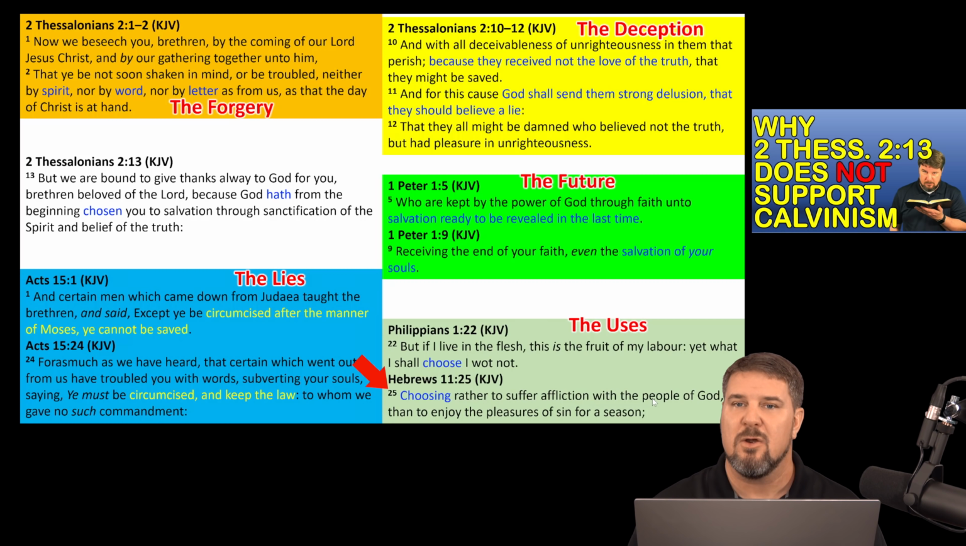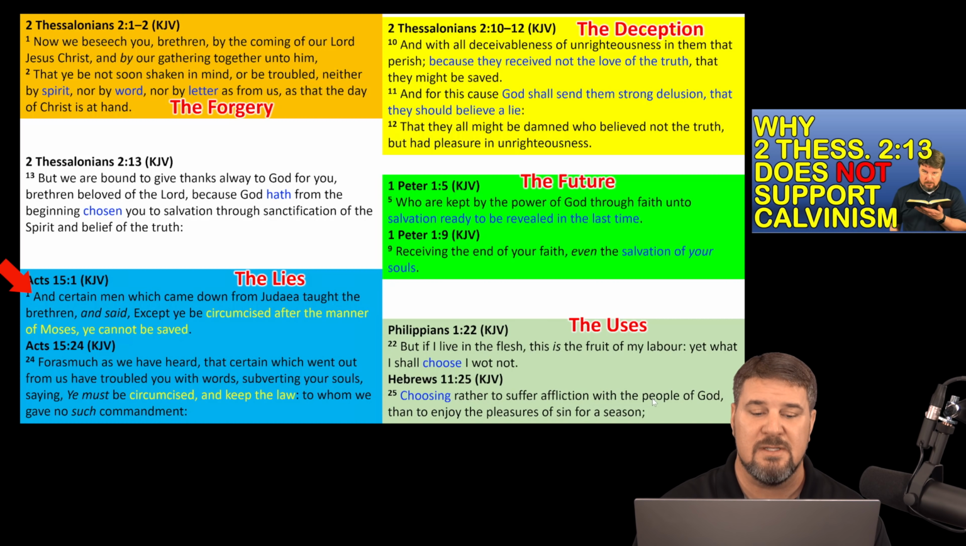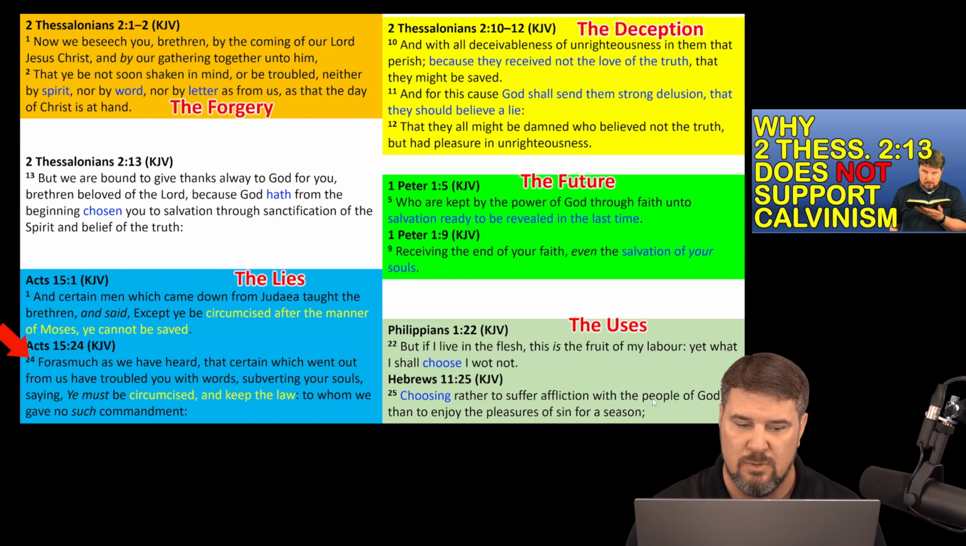Now, there are some lies going around. We see in Acts 15:1 that there are people teaching lies. And certain men which came down from Judea taught the brethren and said, except ye be circumcised after the manner of Moses, ye cannot be saved. And then we see in Acts 15:24, when they're correcting this issue, James is telling them, forasmuch as we have heard, write these guys letters and say these things.